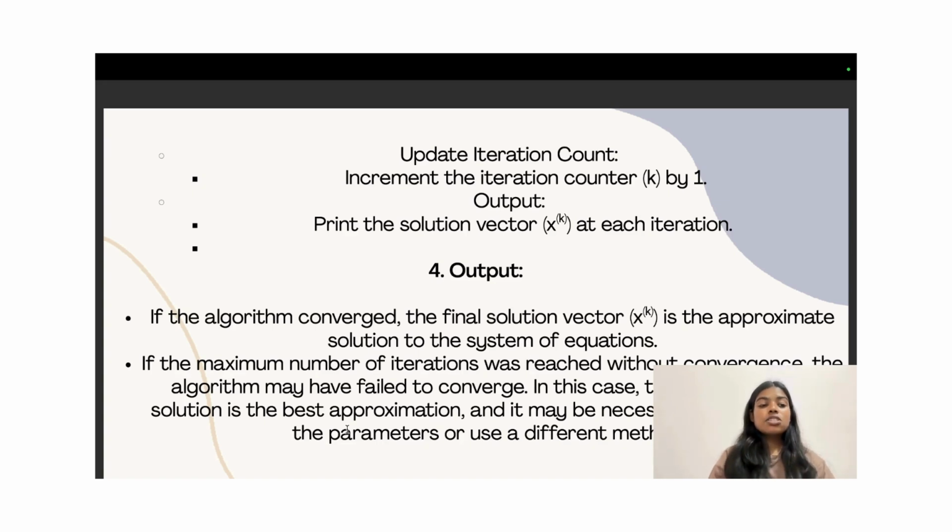What are the advantages of the Gauss-Seidel method? It is simple to implement, efficient for sparse matrices, can be faster than direct methods for large systems, and at last it is suitable for parallel computing with modifications.